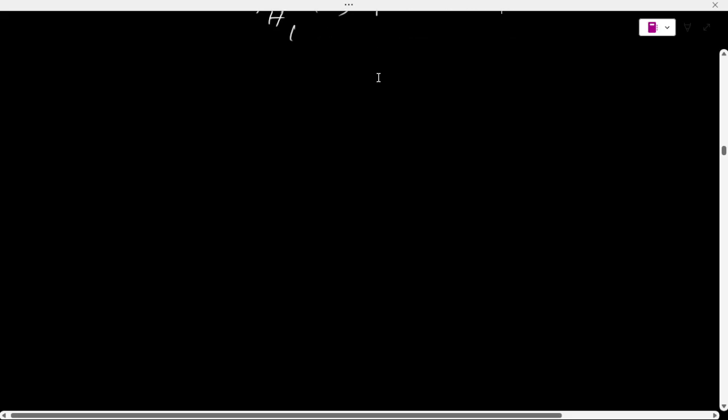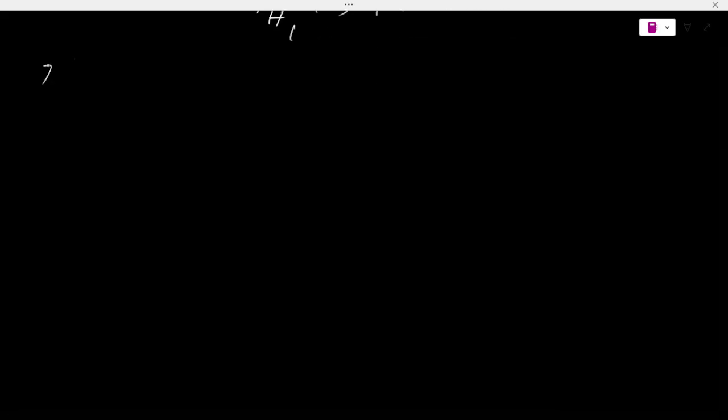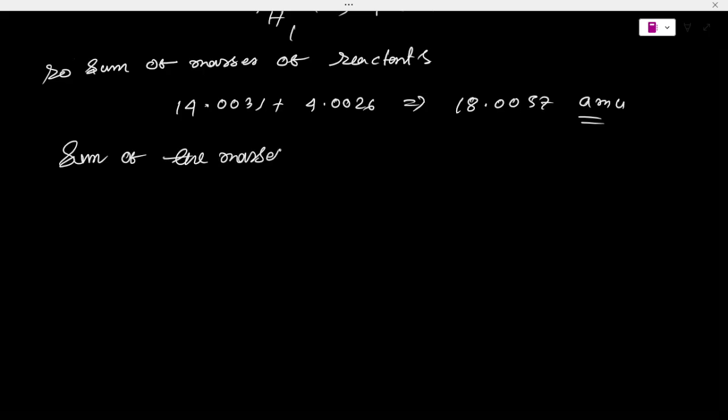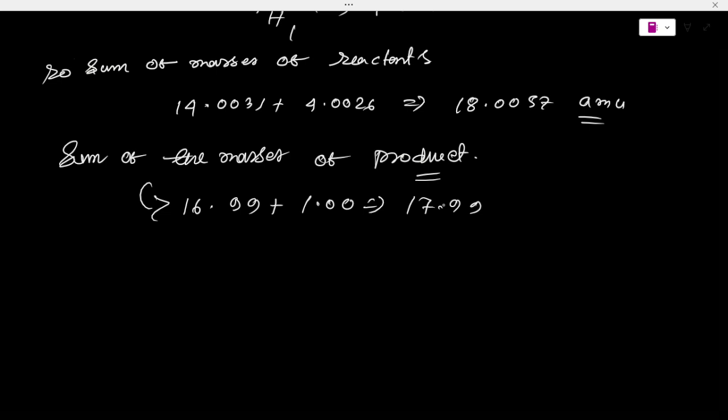So the sum of the masses of reactants: 14.0031 plus 4.0026 is equal to 18.0057 AMU. The sum of the masses of products will be 16.99 plus 1.00, so it will be around 17.99, meaning around 18. Okay, so this will be the mass.